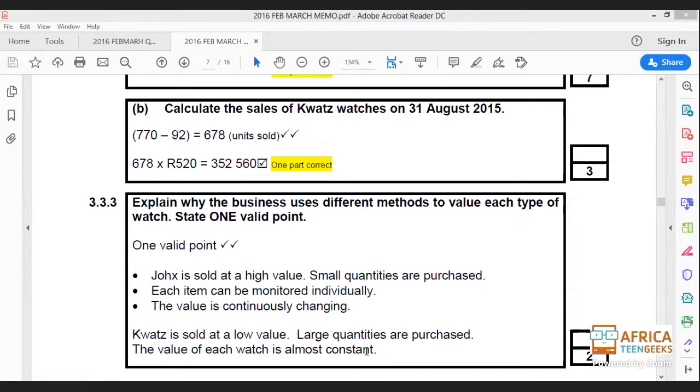Remember when I was trying to explain to you the difference between the specific identification method and the weighted average method? Sometimes, guys, you need to know why we are using the specific identification method and why we are using the weighted average method. The weighted average method is used when we stock in large quantities, but for low values, right? We're speaking about apples, we're speaking about bananas. We can stock so many apples, but we know that the value of apples is very small.